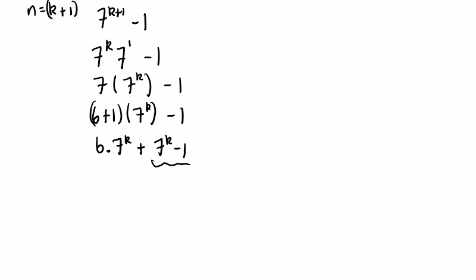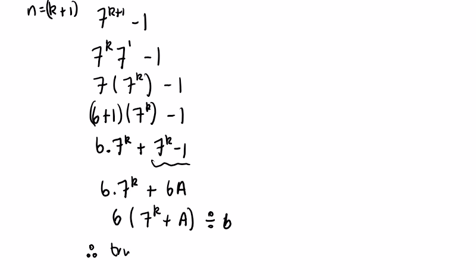This is my assumption. So that's 6 by 7 to the power of k plus my assumption, which we called 6a. So if I factor out my 6, I have 6 times (7 to the power of k plus a), which is divisible by 6. Therefore, true for n is equal to k plus 1. And you write the rest to get your final marks in this question about all the other things that you need to say.